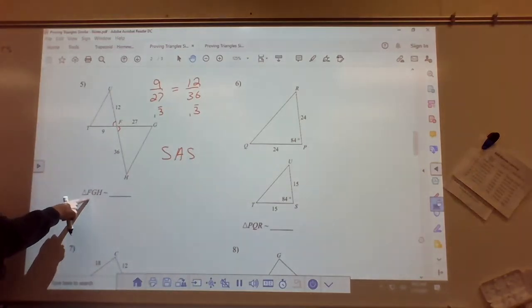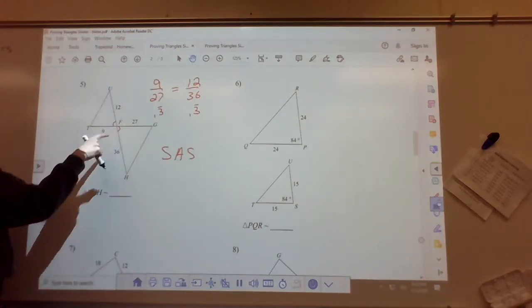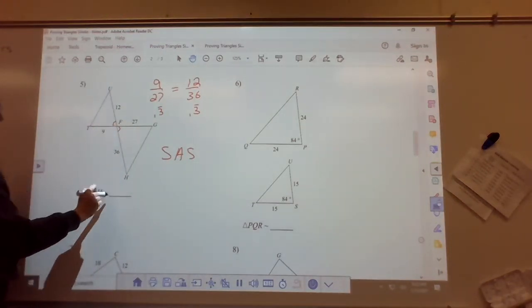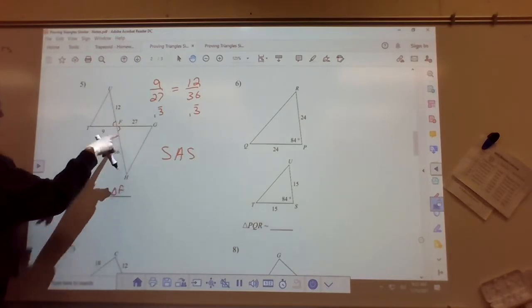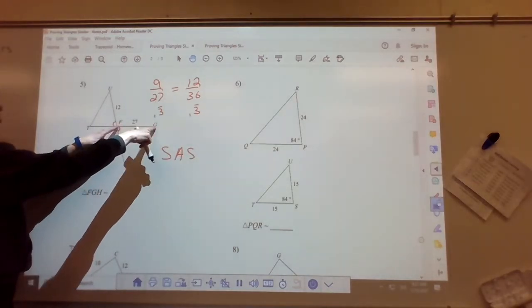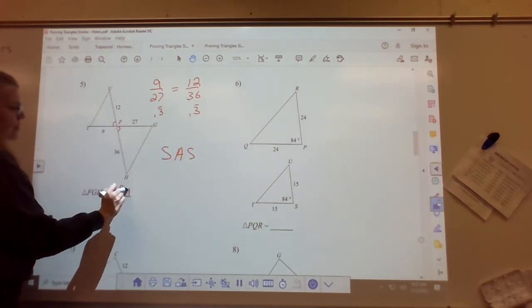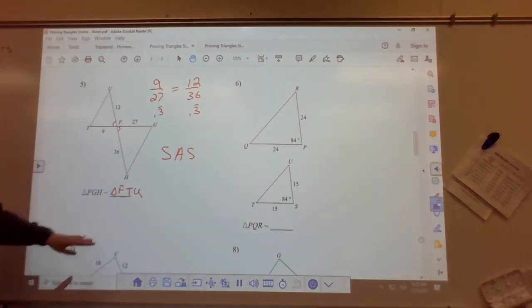Now this one I think is a lot easier because I've got an angle to at least go from. So F matches up with F. I went to G, so you're going to go to T. So FTU. That's my similarity statement. And like I said, it's got to be in the correct order.